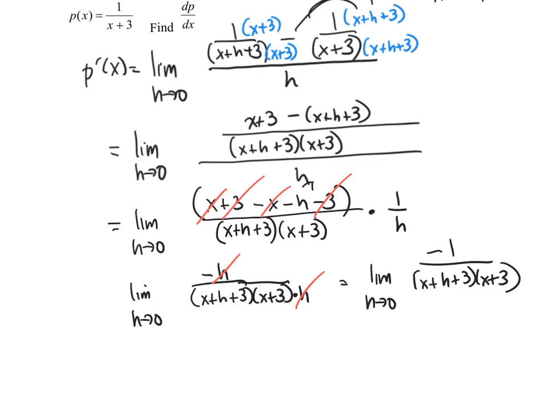Now, this is not 0 over 0 as a limit, so I can plug in 0 here. And so what I end up with is negative 1 over x plus 3 squared. That is p prime of x, or dp dx. And that's true because if this is 0, then they're the same thing twice. So this fractional function has a derivative that is a fractional function as well.